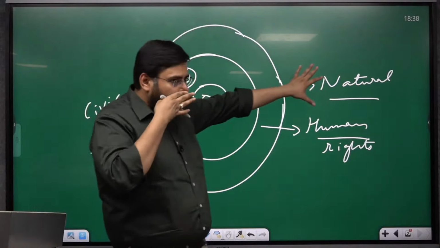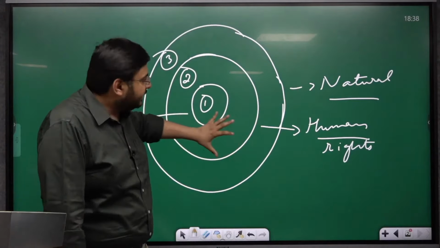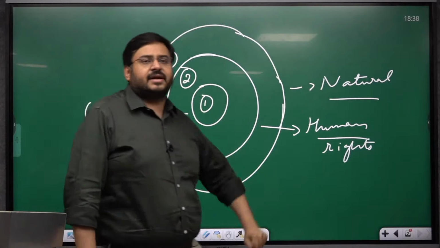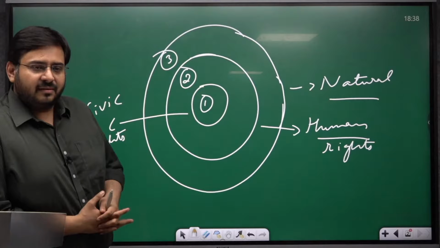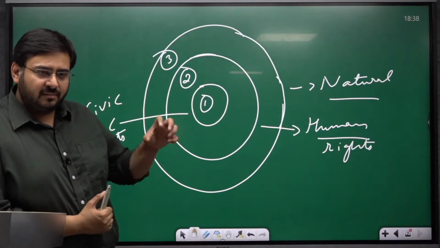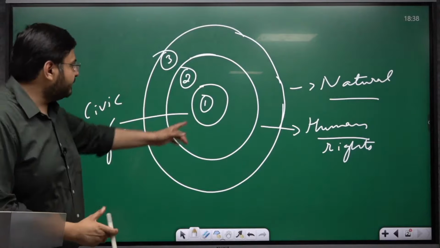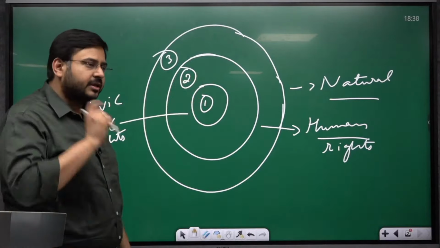Fundamental rights are bigger than civic rights. They are between natural rights and civic rights, narrower than natural rights. Above civic rights and before natural rights. Now what will be the answer? 1, 2 or 3?